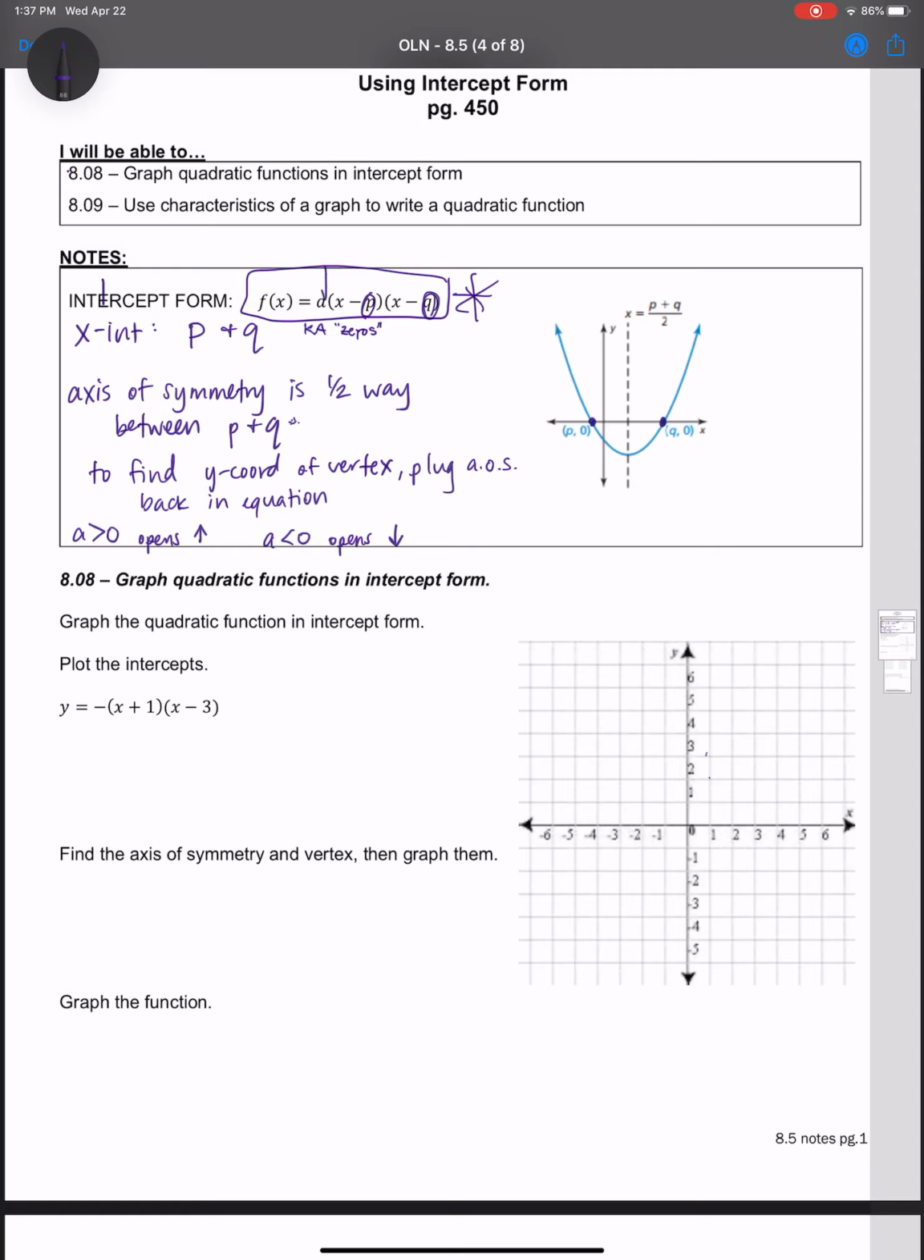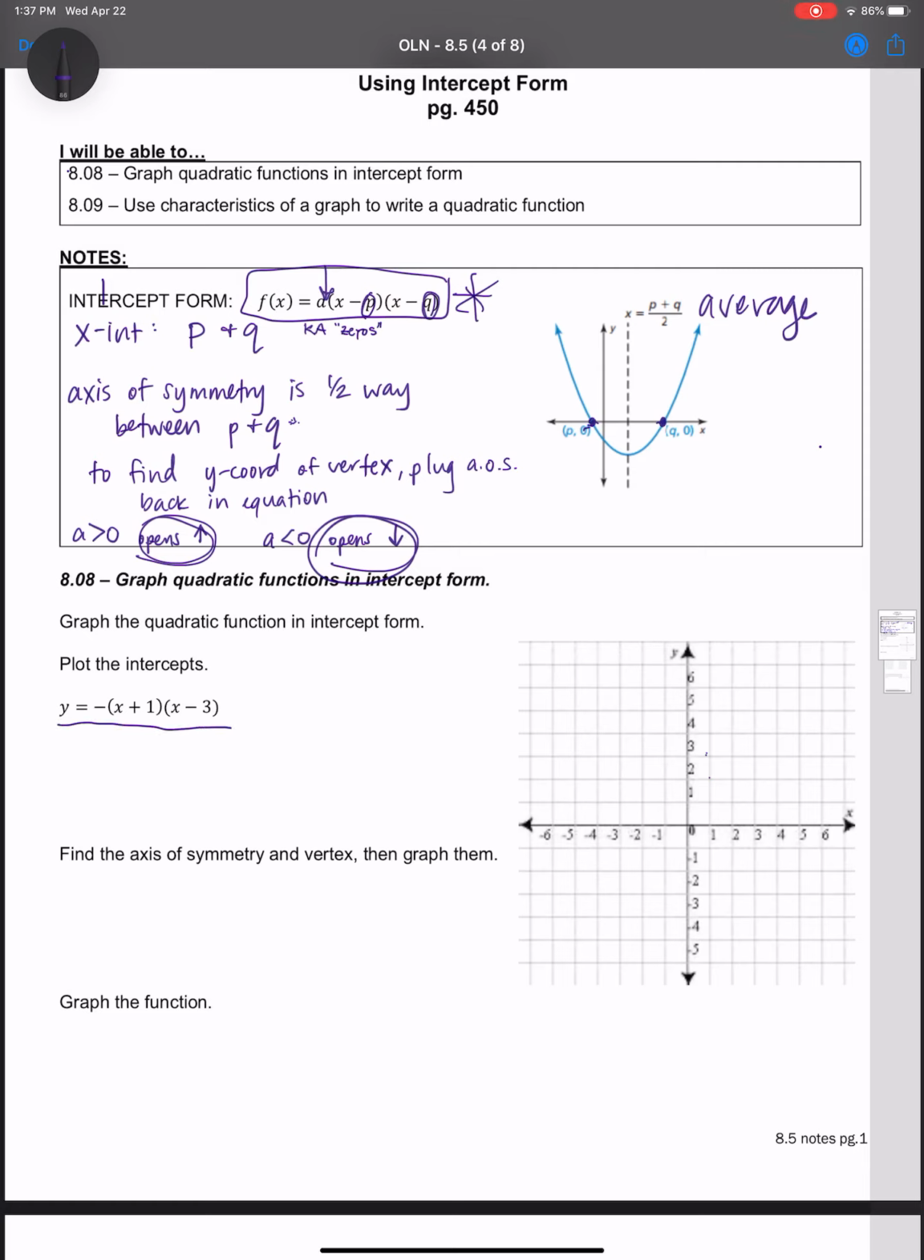The A is just like the A from before. If it is greater than 0, it opens up. If it's less than 0, it'll open down. Now, to find the axis of symmetry, the halfway point, you add the two together, and then you divide by 2. So you're finding the average of your zeros.